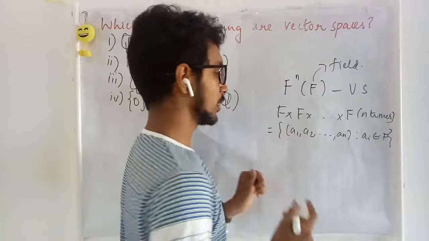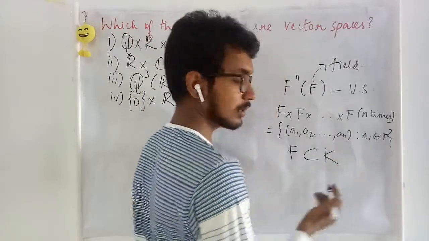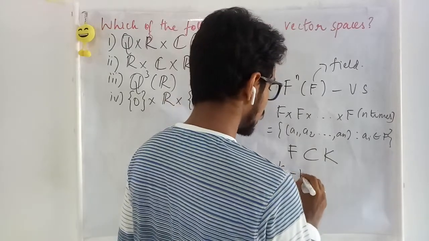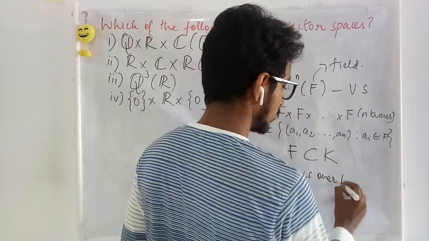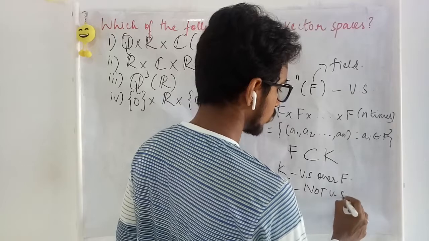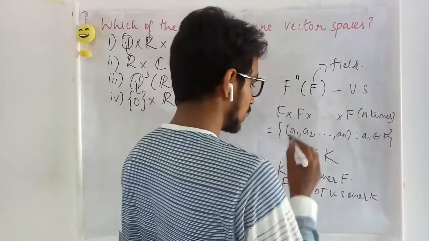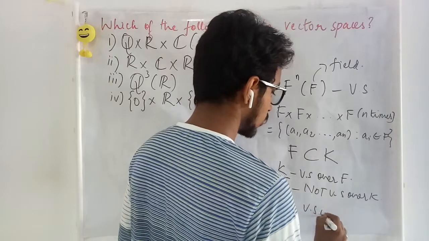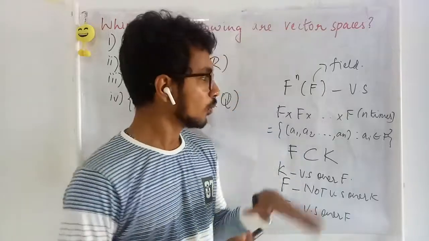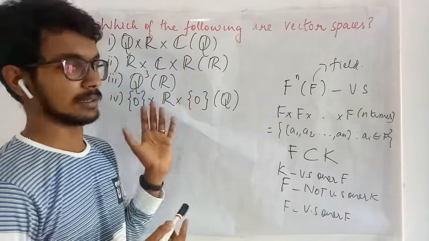And we have also proved that if we have F as a field and K as a superfield, that is, F is a subfield of K, then K is a vector space over F. But F is not a vector space over K. And we also know that every field is a vector space over itself. With these ideas, we are going to work out a few problems like this.